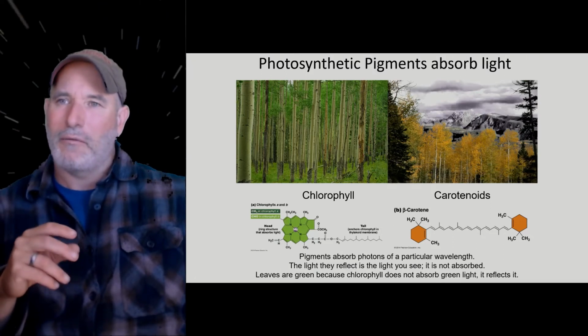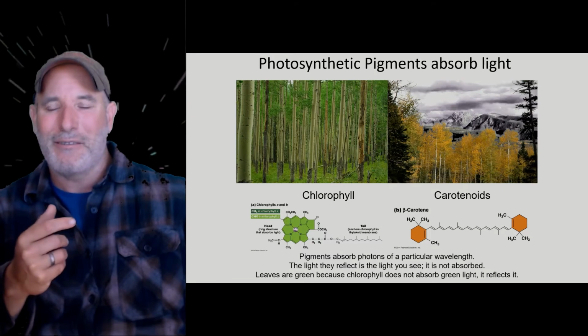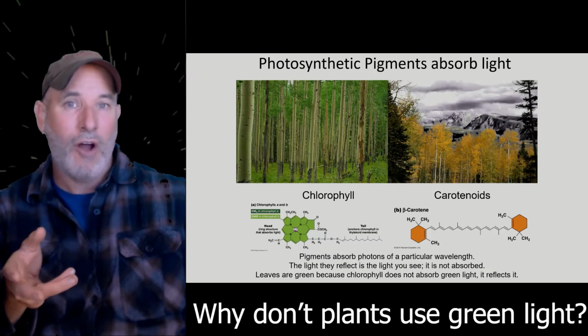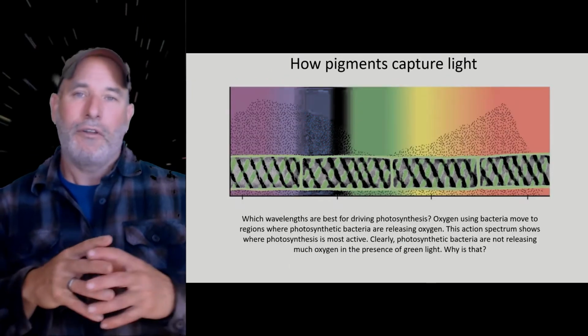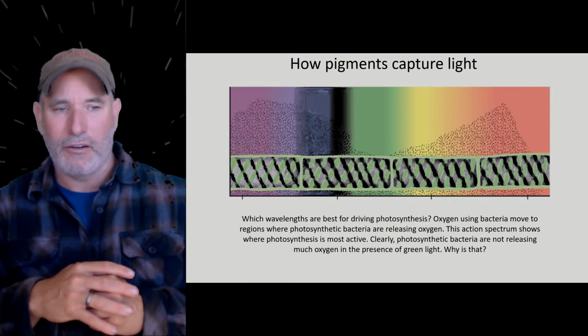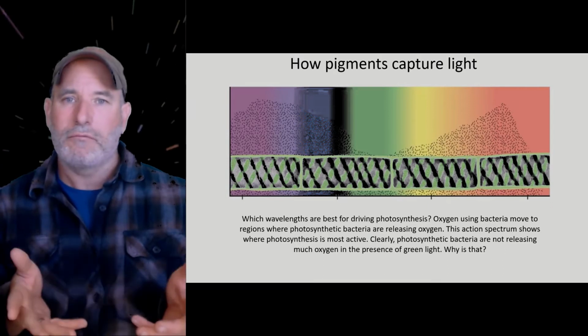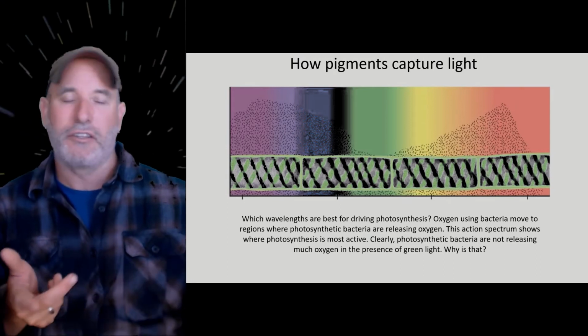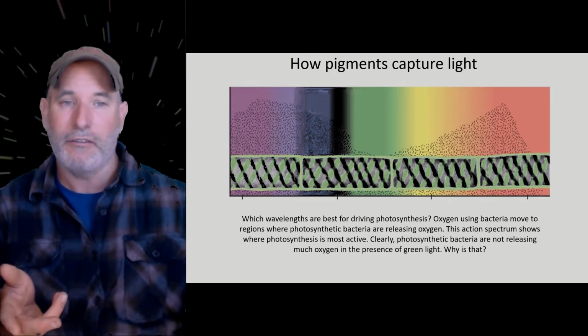Now, let's think about that. The world to us is green, right? But why do plants not use green light? And how do we know they don't use green light? Well, there's this really cool experiment. It was done back in the 1800s by Engelmann, I think. And he was like, what frequency of light are these plants using? Obviously, we think it's not green, since they reflect it.